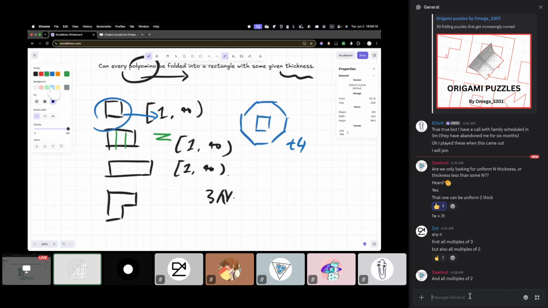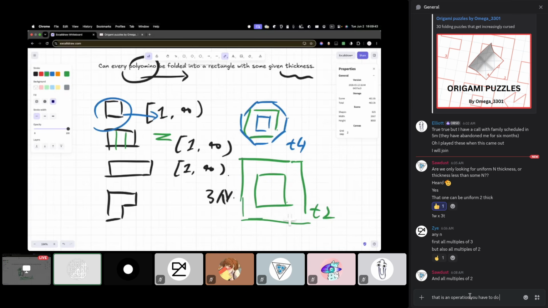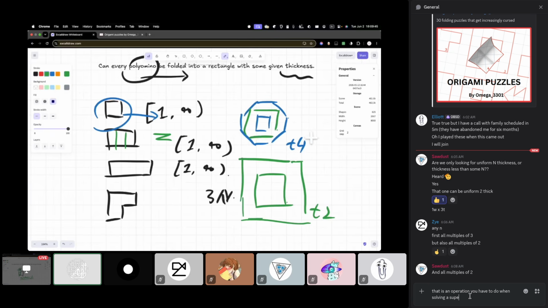And the solution is you first fold it like this, which means that you now have this kind of shape, which is like a 4 by 4 with a 2 hole. And then it turns out that you can fold this into thickness 2, with an interesting set of folds that I'll not go into. So if you can reduce it into some uniform thickness shape, and then that can be reduced into a uniform thickness rectangle, then you can just multiply the thicknesses together to get the result.